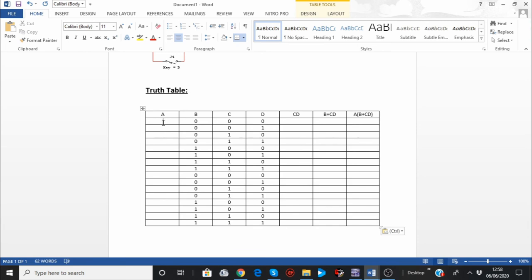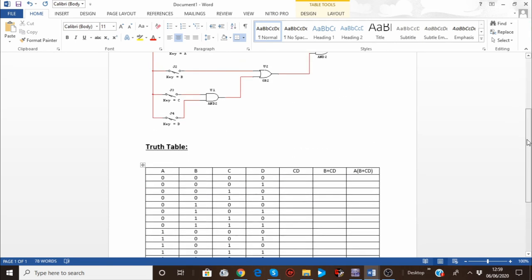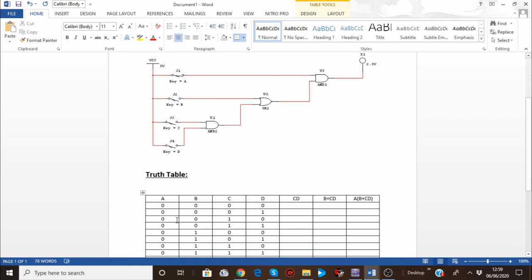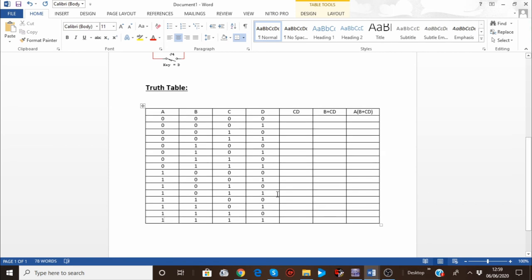So you have 8 zeros, 1, 2, 3, 4, 5, 6, 7, 8, and then 8 ones, 1, 2, 3, 4, 5, 6, 7, 8. So these are conditions, these are set. And regardless of the way your circuit is set up, it doesn't matter. Your input conditions are that. It can't be anything outside these conditions.